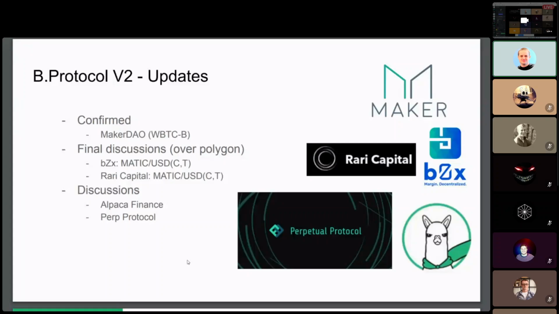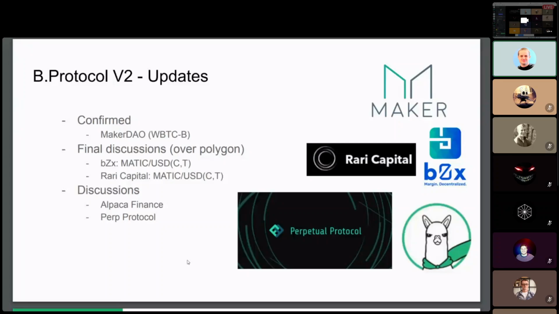Moving forward, there are 2 more projects that we are in advanced discussions with, but it was not finalized yet: Alpaca Finance and Perp Protocol, who offer perpetual protocols. Alpaca is pretty big on Binance chain, and Perp offers a new use case, perpetual futures, where in traditional markets, most liquidations are in futures, not in spot trading or lending platforms. So discussions are still ongoing there.